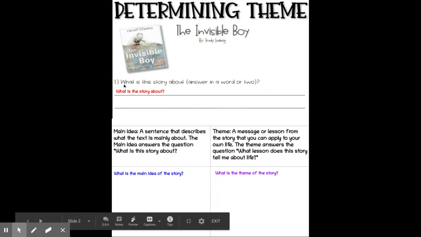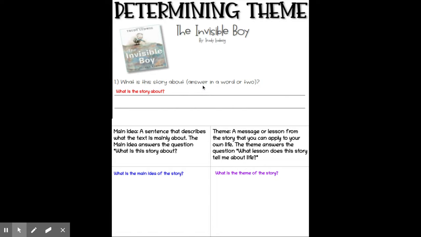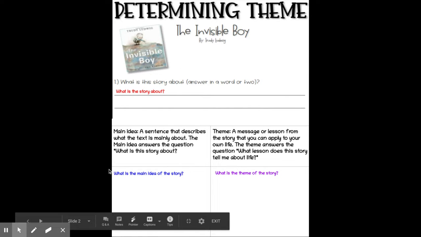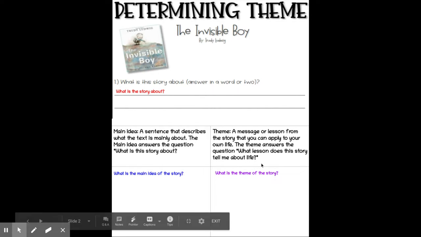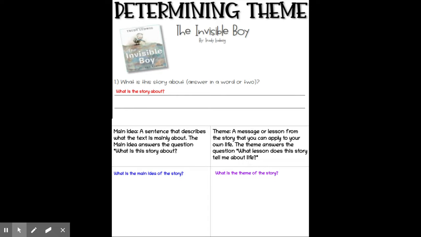So on number 1, you're going to write just a few words. What is the story about? Then in our chart down here at the bottom, you're going to write, what is the main idea of the story? And remember, we talked about that your sentence should start with something like, the main idea is, the invisible boy is about. And then you're also going to come up with the theme of the story, and that should also be in complete sentences. That could start with something like, the theme of the story is, the theme of the invisible boy is.